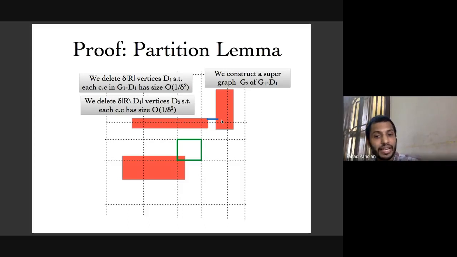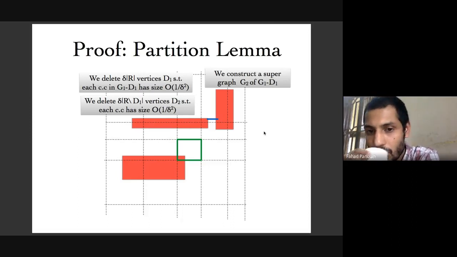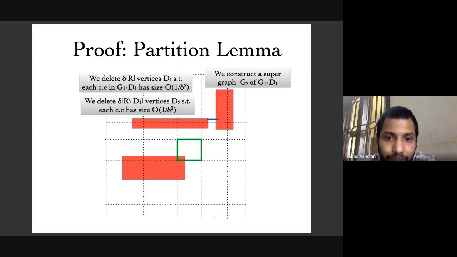Now, if you look at a particular cell, and you see more than one rectangle intersecting that cell, then those rectangles will be in the same connected component. Is that clear? If you have any doubt, just ask me. Otherwise, I will move on. So I guess it is fine. So I will move on.